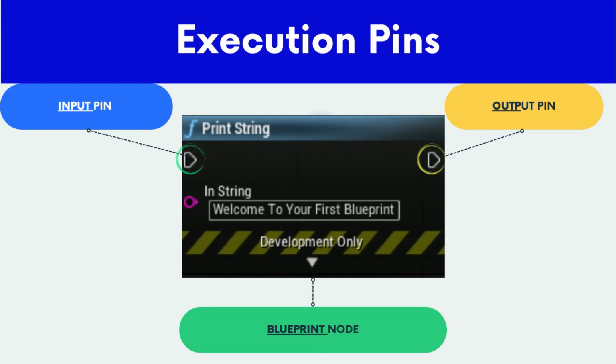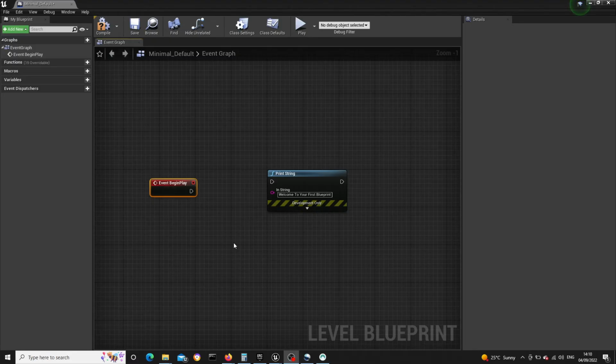As we want the print string node to run when the game plays, we will attach the input node to the beginPlay output. We can do this by just holding the left mouse button on one of the pins and dragging it across to a corresponding pin. Once this connection is made, you will see a line between the two pins. This shows that the nodes are connected.